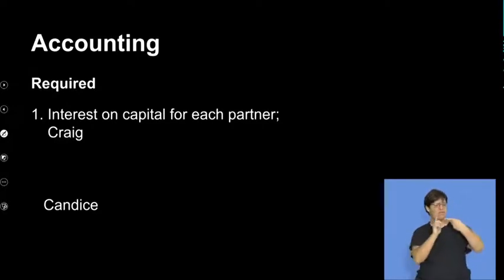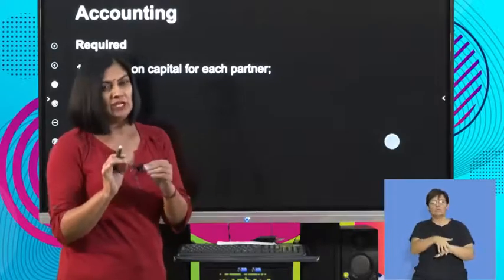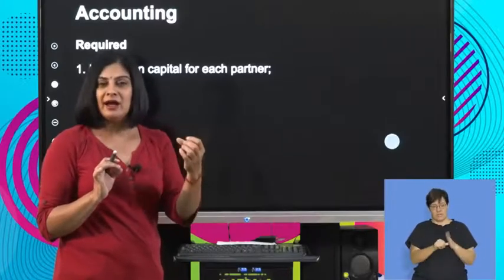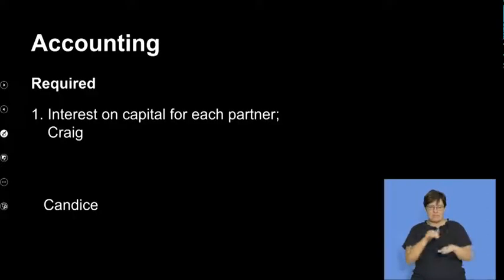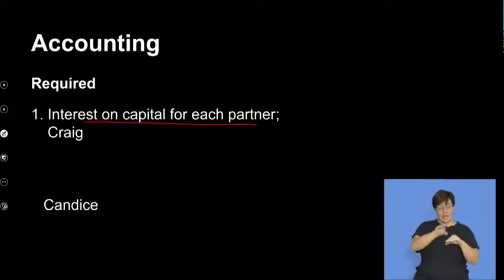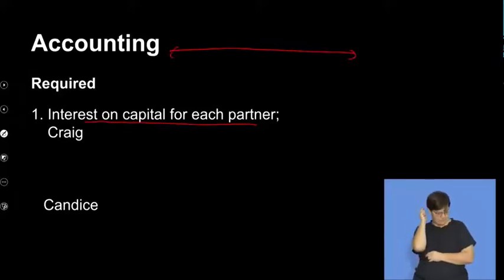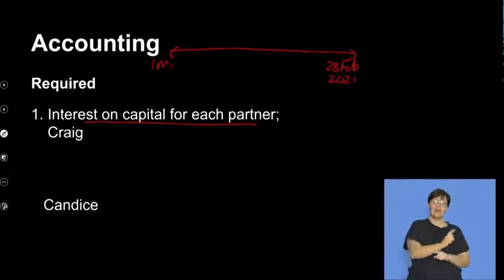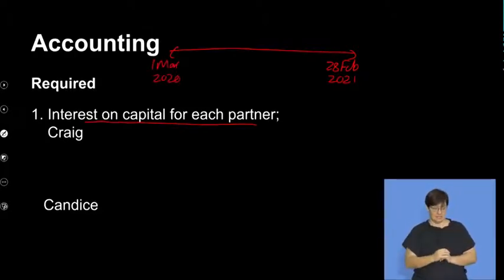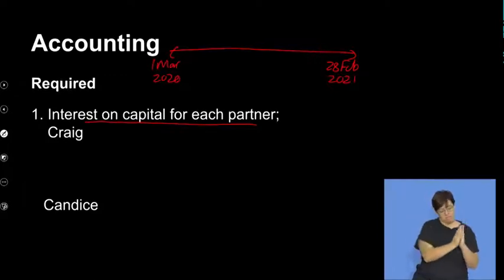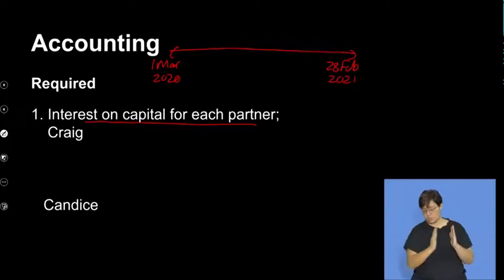The very first calculation is going to take us a bit of time. I'm going to go quite slowly because this is absolutely important, so work with me. We are calculating the interest on capital for each partner. Before I look at the information, in my brain I need to know the financial year I am working for. The financial year ends on the 28th of Feb 2021, which means it started on the 1st of March 2020. So I'm thinking: 1st March until the end of Feb. Cool, it's in my brain.